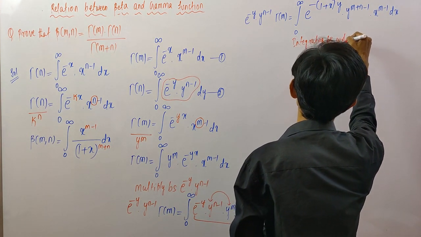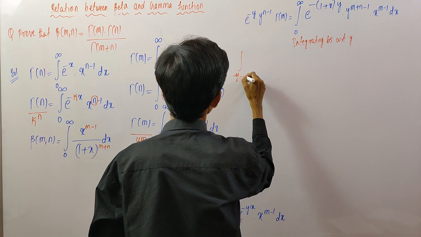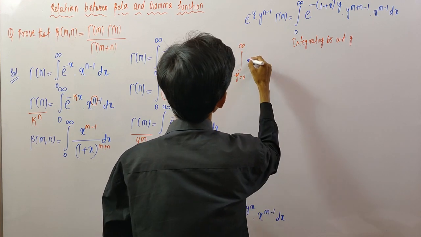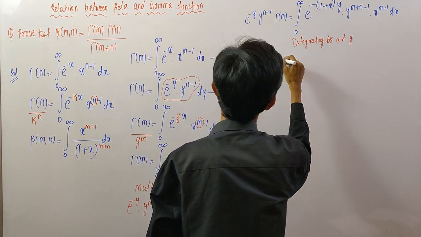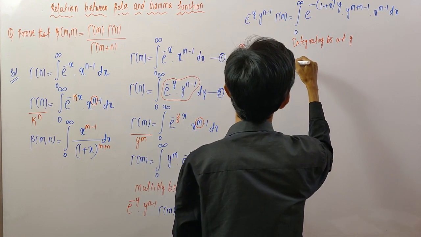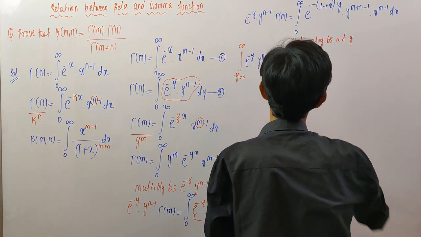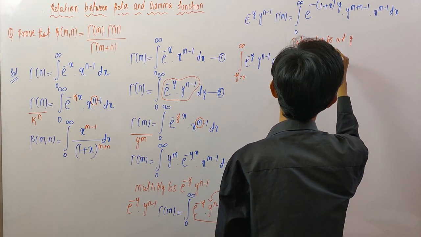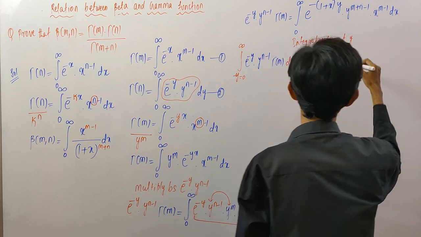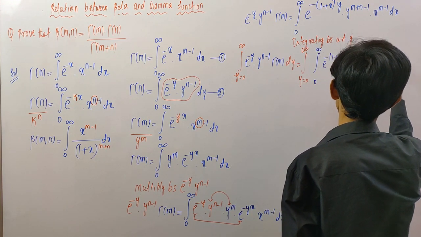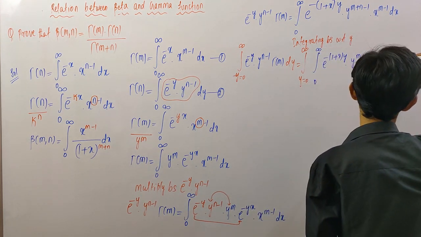Integrating both sides with respect to y. Now we have integration y equal to 0 to infinite e power of minus y into y power of n minus 1 gamma of m dy is equals to integration y equal to 0 to infinite, integration 0 to infinite e power of minus (1 plus x) into y power of m plus n minus 1 into x power of m minus 1 dx dy.